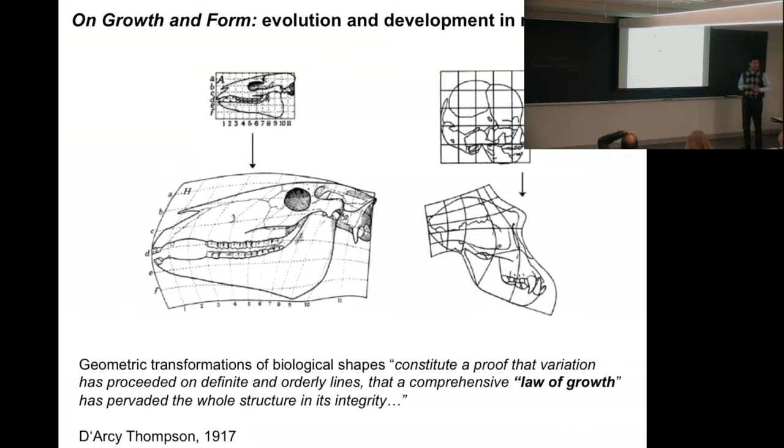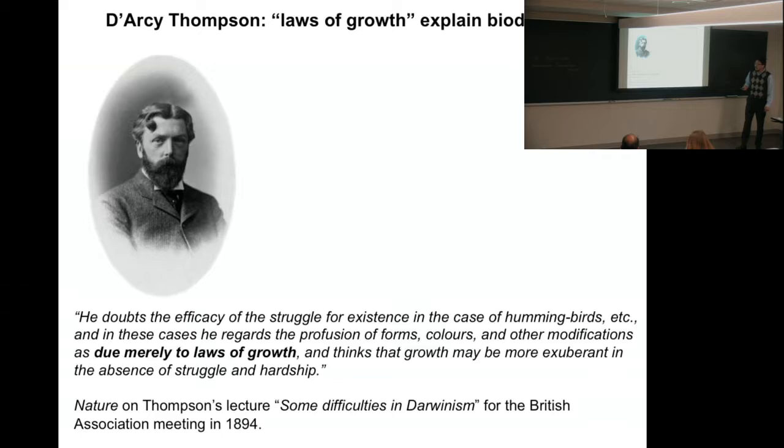And here, he followed the field of developmental biology, as it was back then, so closely that he stated that geometric transformations of biological shapes constitute a proof that variation has proceeded on definite and orderly lines, that a comprehensive law of growth, or laws of growth, that is, all the developmental biology machinery that was still very obscure at the time, has pervaded the whole structure of its integrity, to the point that he actually stated that it is these intrinsic forces which were the primary reason for all the diversity.